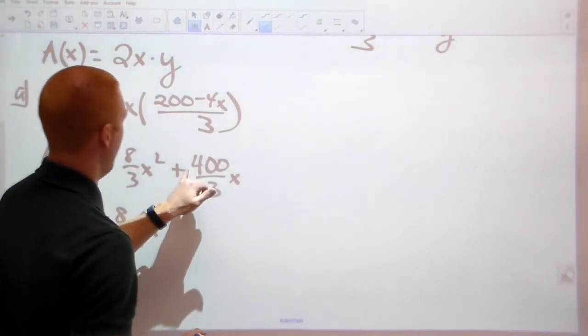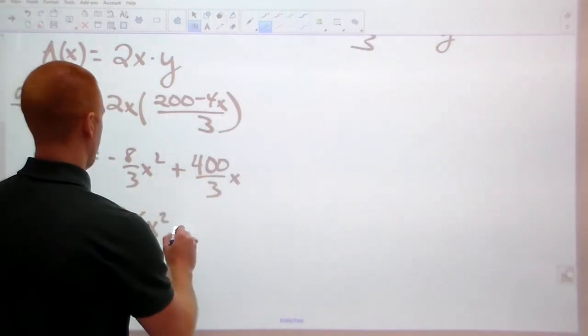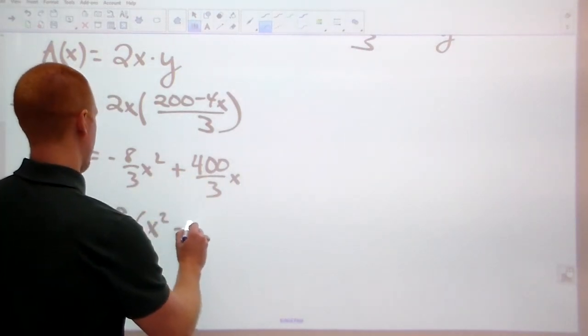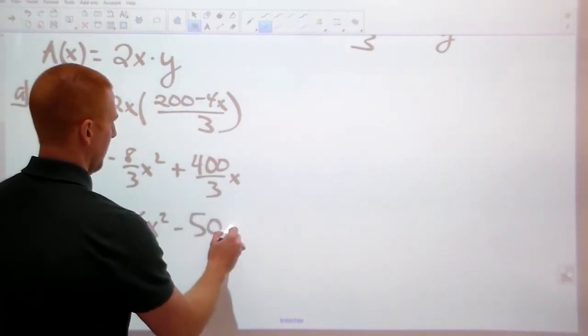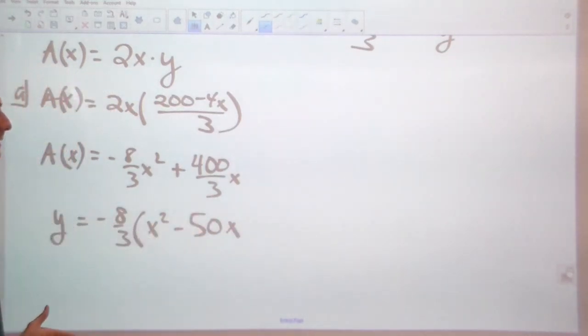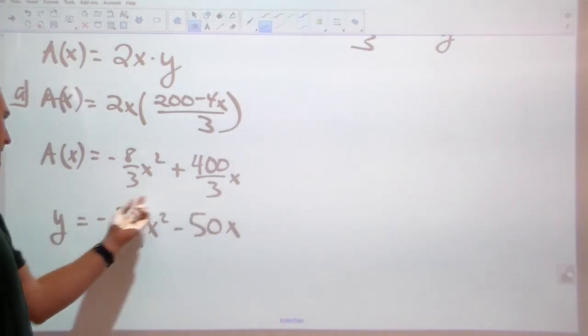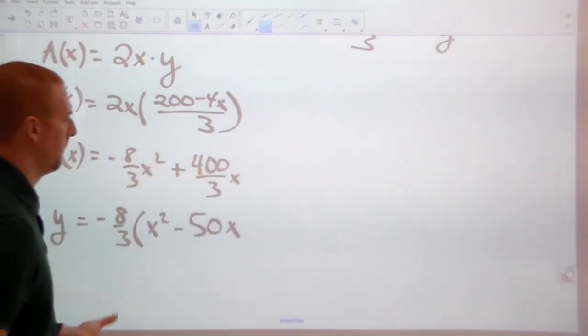Now this really isn't too bad. 8 times 50 is 400. So to get the signs right, it does need to be negative. Negative, negative, make a positive. And that's really it right there. It's x squared minus 50x. 50 times 8 is 400. It's over 3, so there you go.